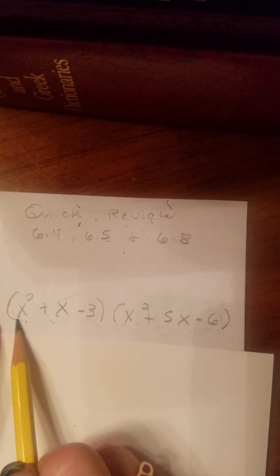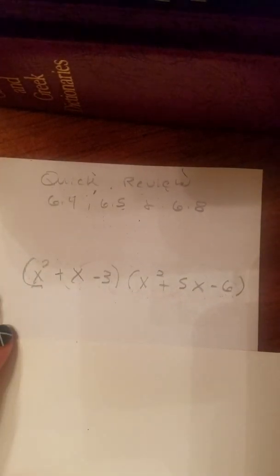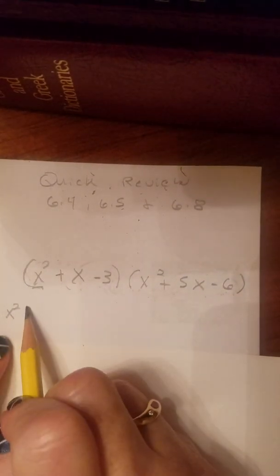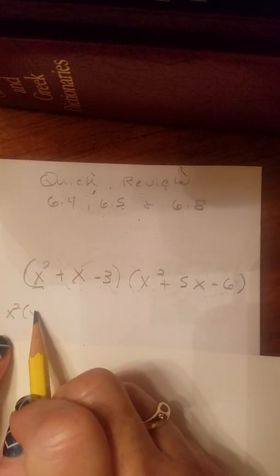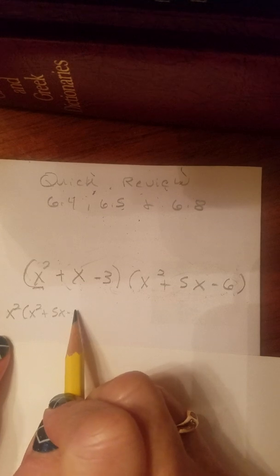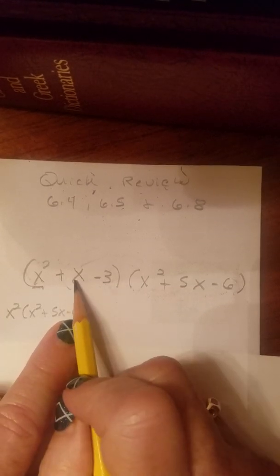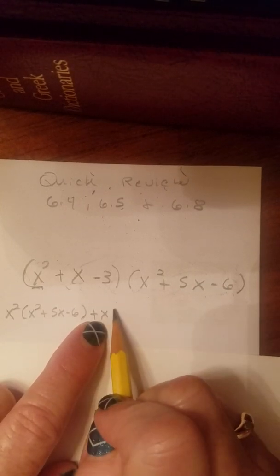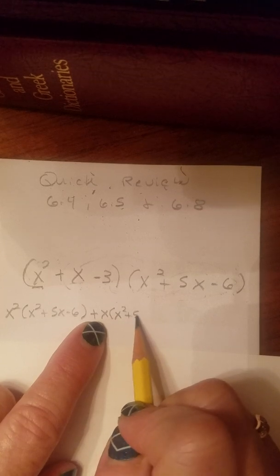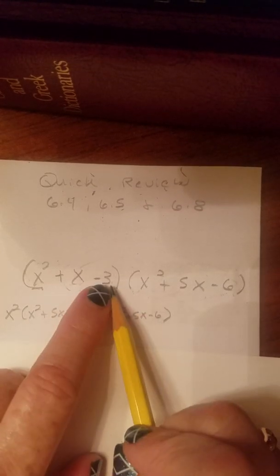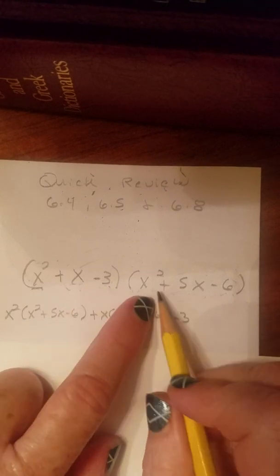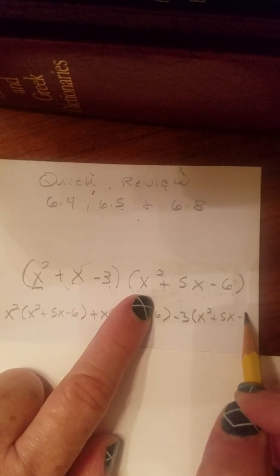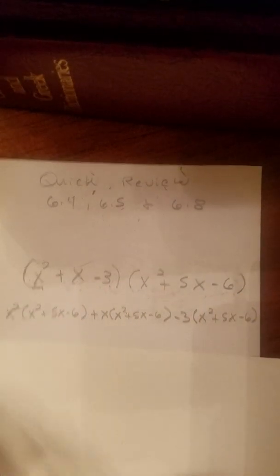So if I was to take this first term here, which is x squared, right? That means x squared, make sure I'm within the camera, times everything. So I'm going to write this as x squared times x squared plus 5x minus 6. Now you're going to take the second term, plus x, times everything in the second trinomial. And you're going to take the last term, which is minus 3, times everything. So now you've distributed.